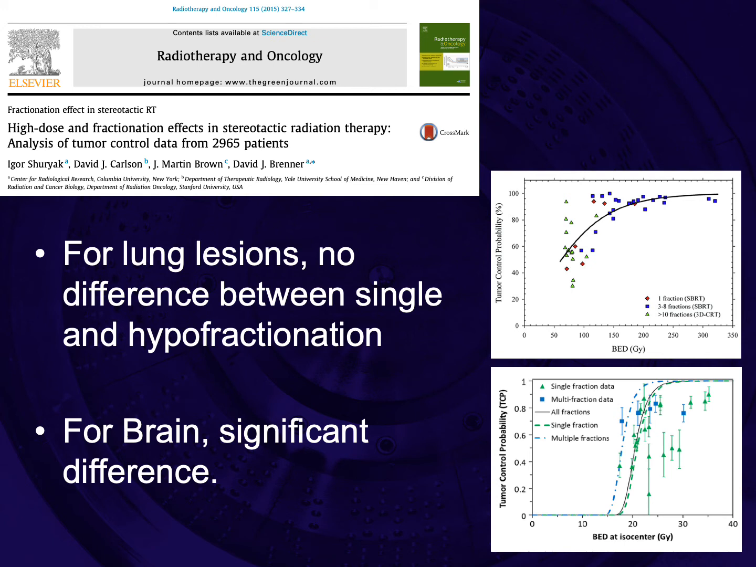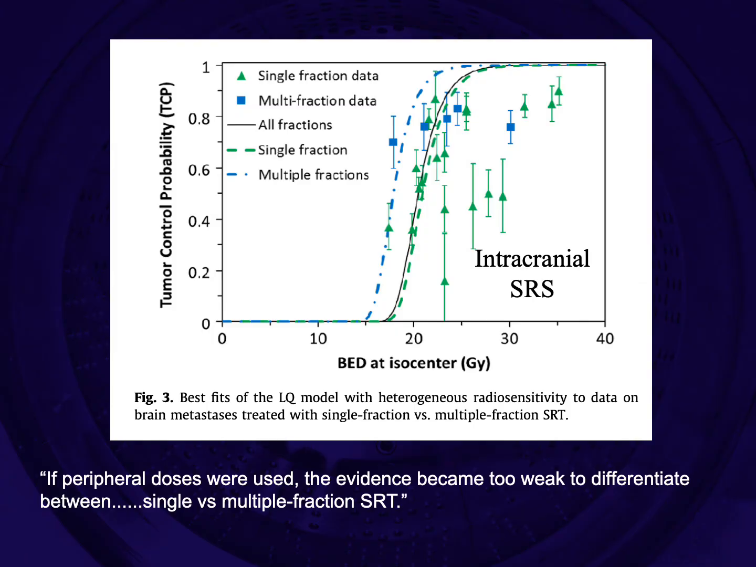And in this paper by Shuriak, the group studied tumour control for 2,965 patients, a huge number. But actually, these patients were either with lung lesions or brain lesions. So actually, these were quite different patients. When they compared single fraction doses with hypofractionation doses, they found that there was actually no difference in the tumour control probability. However, when they looked at brain, they found a significant difference between single fractions, which were notably inferior to multiple fractions. However, they studied the dose at the isocenter and not the peripheral dose of the tumour.